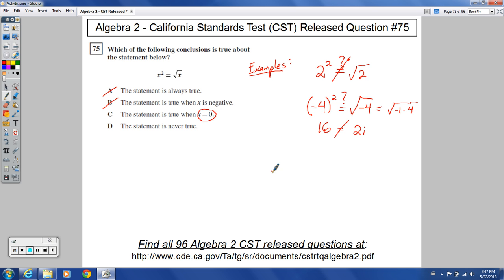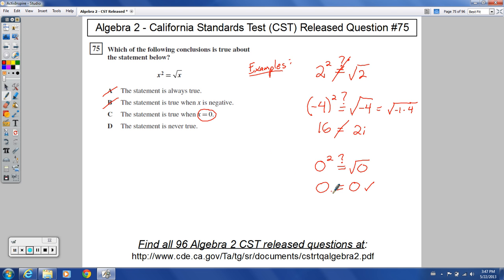We still haven't figured out if it's C or D, so let's try this value now. Let's try 0. What happens? If you plug in 0, is 0 squared equal to the square root of 0? We tried positive numbers, they aren't going to work. We tried negatives, they're not going to work. But does 0 work? 0 squared is 0. The square root of 0 is 0. This is the only value where it's going to check out. So this one, it's going to work.